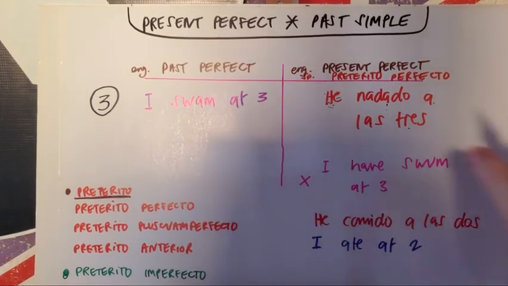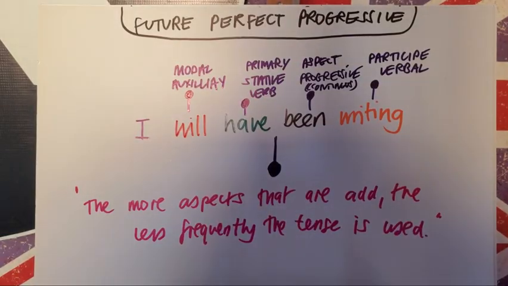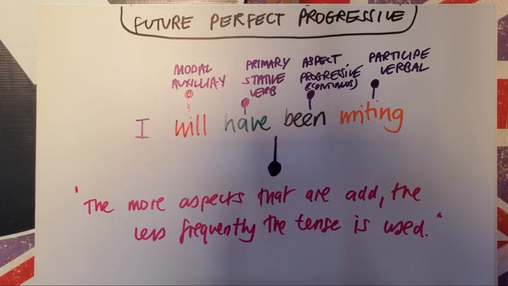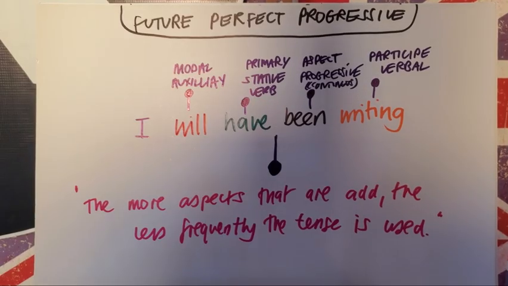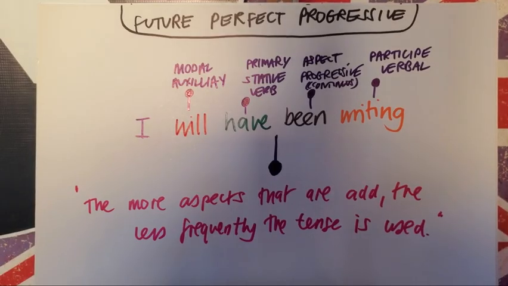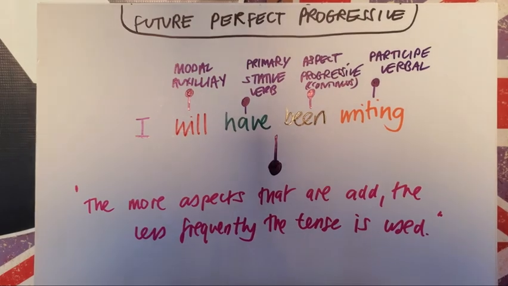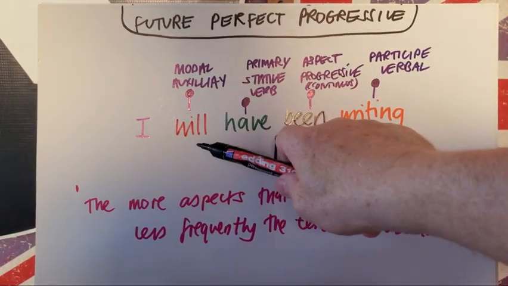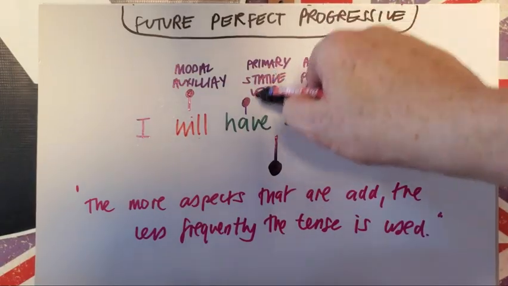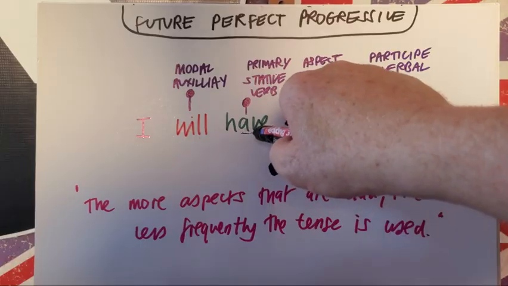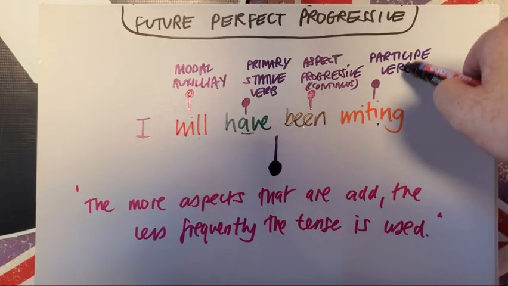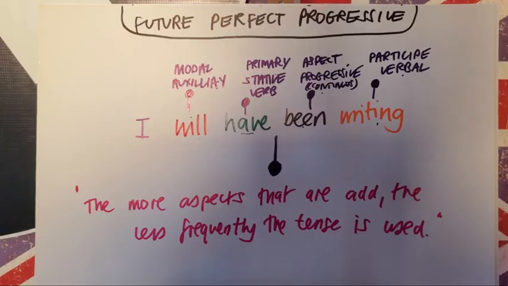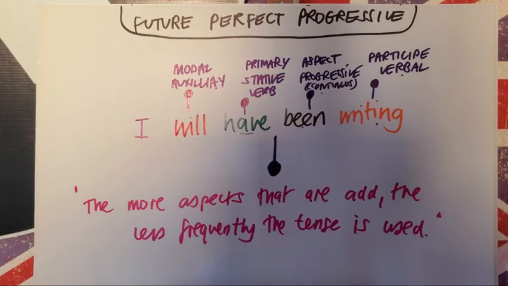You can learn all these different forms of that. I will have been writing. Well, this is more advanced. I think we've reached the end of our introduction to Spanish verb formation, but I will have been writing. Slightly advanced, but if you want, I will is the modal auxiliary, have is the primary stative verb, the aspect is have been, and writing is the verbal participle.